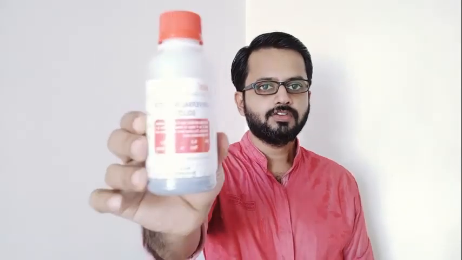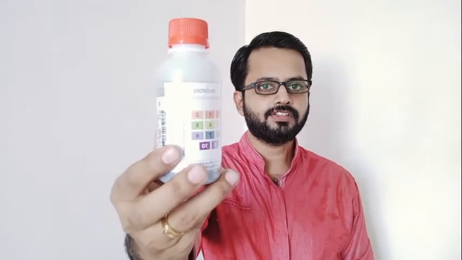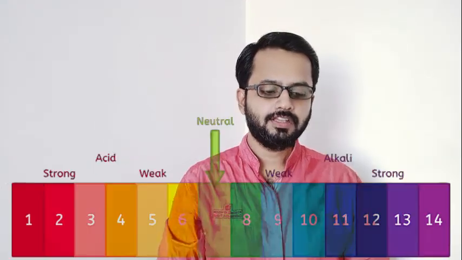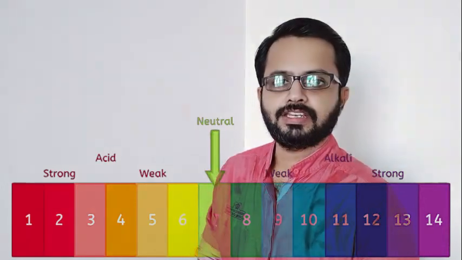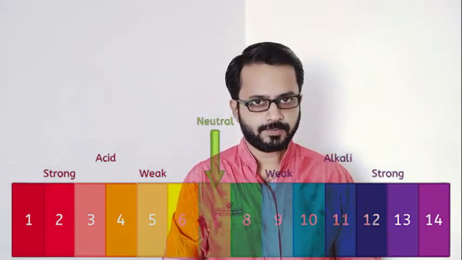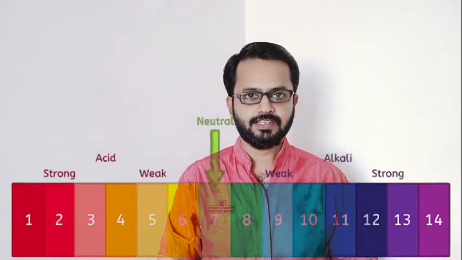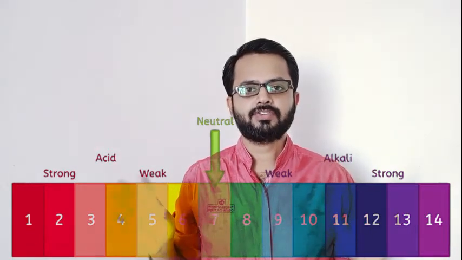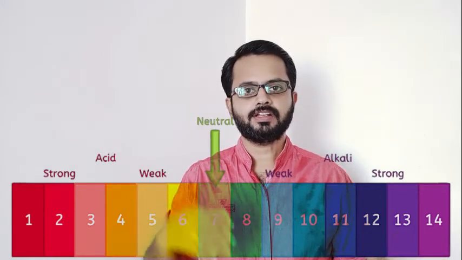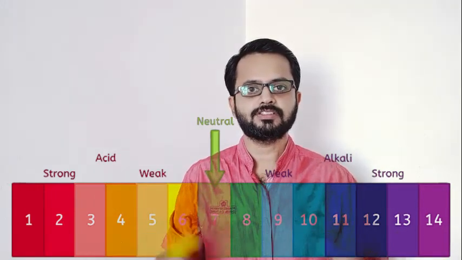Next, we are moving to our universal indicator. As you have seen in our last class, we did some experiments using universal indicator. There are many different colors shown in this universal indicator bottle. You can see that is the pH scale. Universal indicator is also known as pH solution. By using universal indicator, we can identify acids and alkalis. There is a scale of colors that starts from 1 and ends at 14.